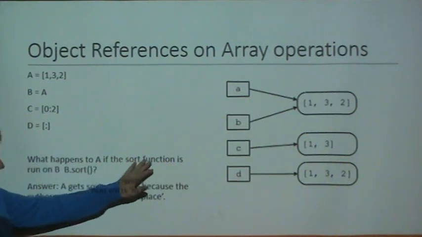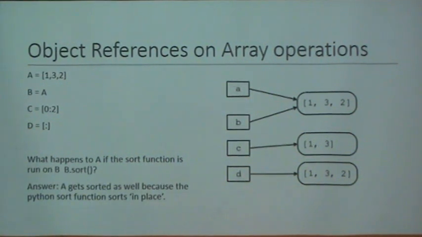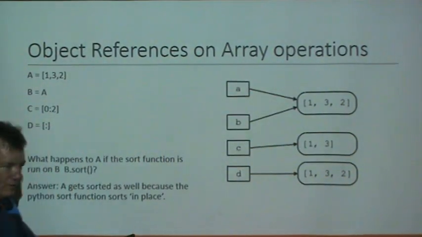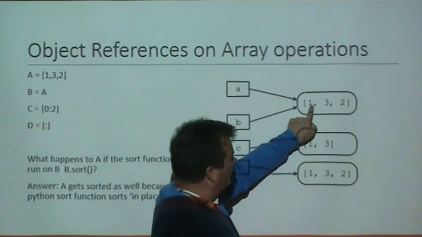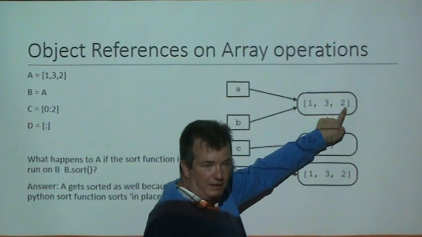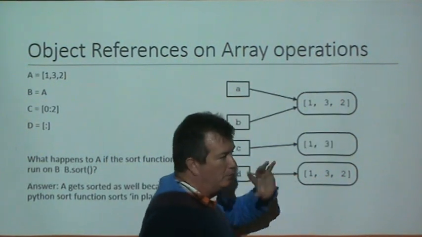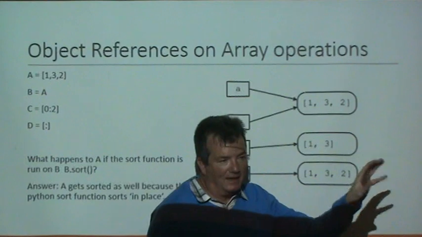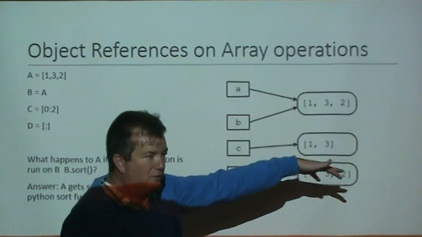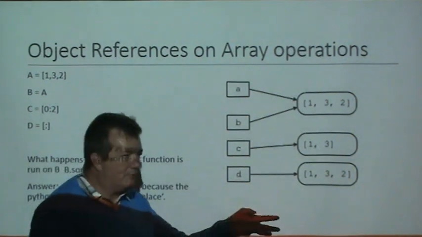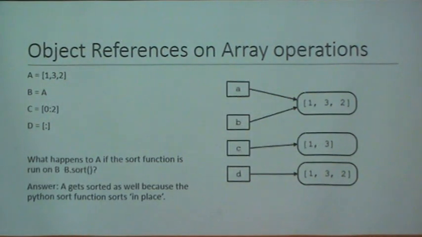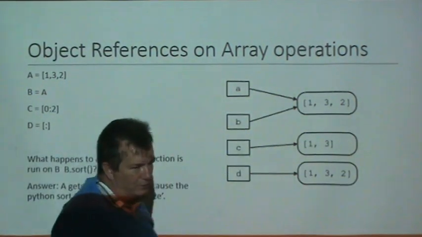Okay, so what happens if the sort function is called on A? For example, if we said take the thing that B refers to, which is this piece of storage, and run the sort function, what would that do? It would change this from 132 to 123. And what would happen to A? Well, running the sort function means you change this variable, but you did it again in place. So it's not creating a brand new version of B, it's just performing an operation on the object B using one of the internal functions. So A would refer to the list in now sorted order.